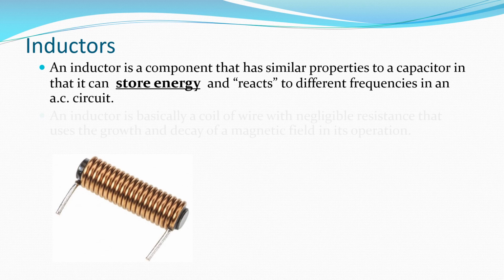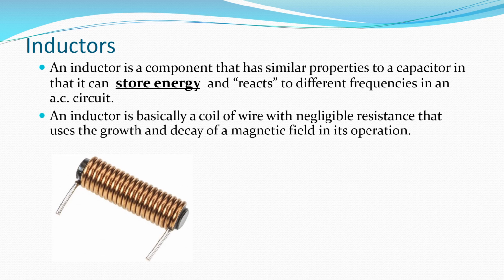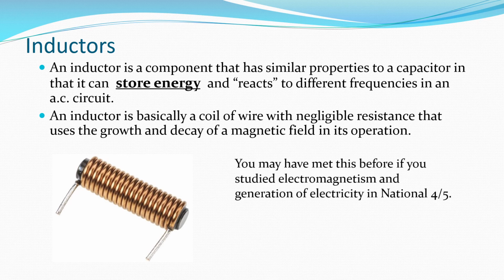An inductor is simply a coil of wire with very little resistance, that is negligible resistance, that uses the growth and decay of magnetic fields in its operation. We've already met this before in National 5 when we studied electromagnetism, and then in Higher when we started looking at magnetic field generation. A magnetic field is generated when current goes through a current carrying wire. The symbol for an inductor is simply a line showing a coil with a wire above it.